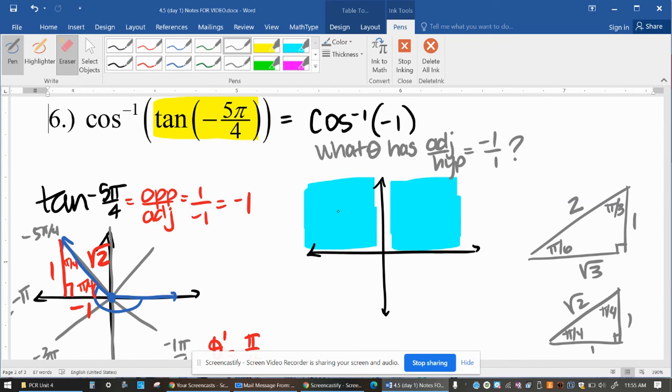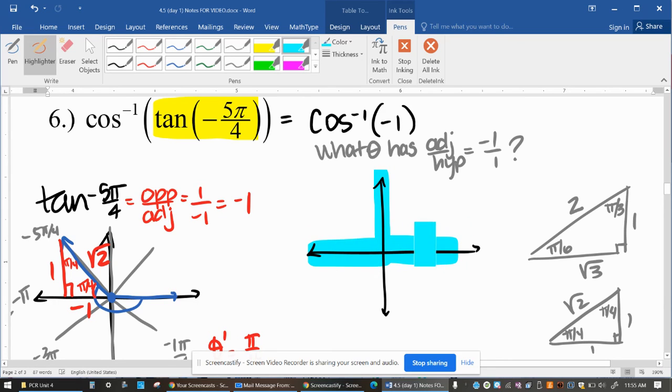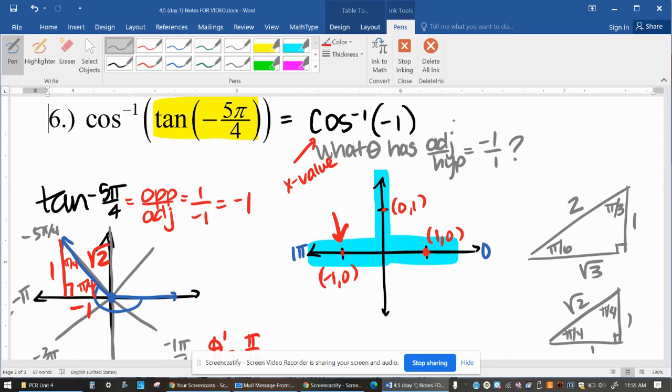So I'm going to be focusing not on drawing a right triangle, but on the quadrantal angles within that restriction of 0 to pi. Okay? All right, so the ordered pairs there are 1, 0, 0, 1, and -1, 0. Cosine refers to the x value. So which angle has an x value of -1? This guy. That angle is pi.